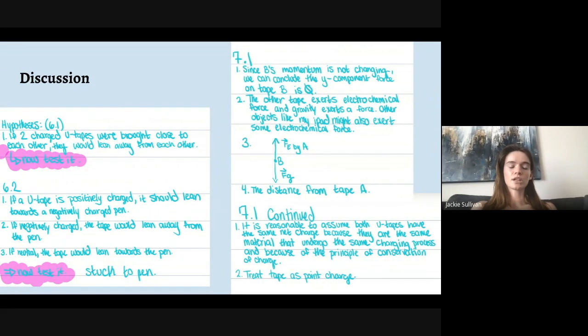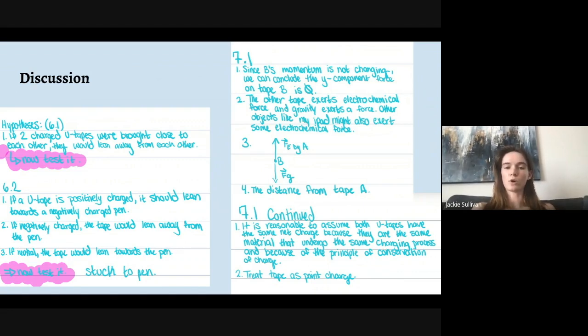For discussion, I did do my hypothesis. I said if the two charge tapes were brought close to each other, they would lean away from each other. This wasn't exactly correct, just because we were holding tape A in place, so only tape B was able to move. For 6.2, I have some additional discussion. I said the tape is positively charged, so it should lean towards a negatively charged pen. This was demonstrated and tested. This is what happened. And if it's neutral, the tape would also lean towards the pen.